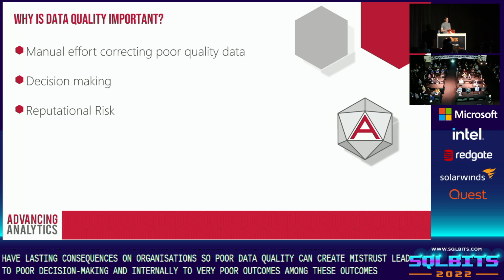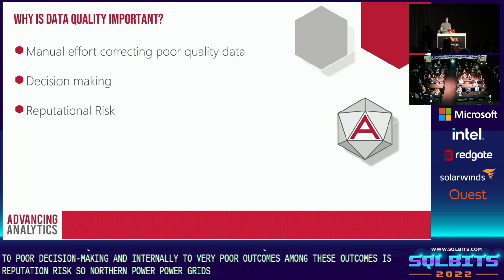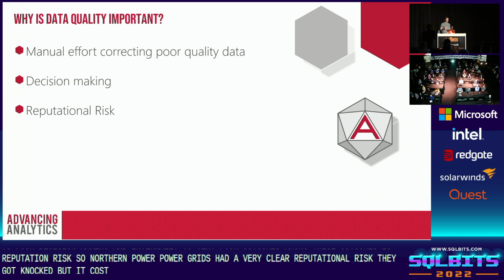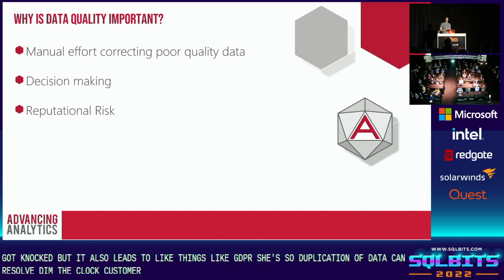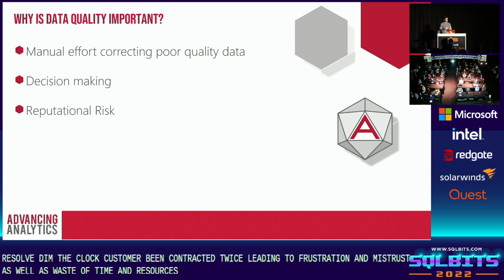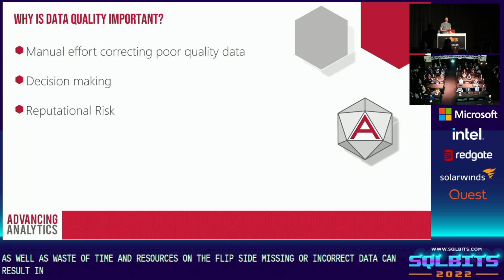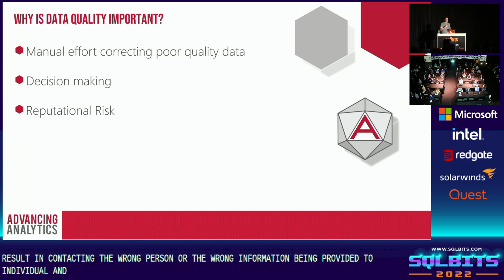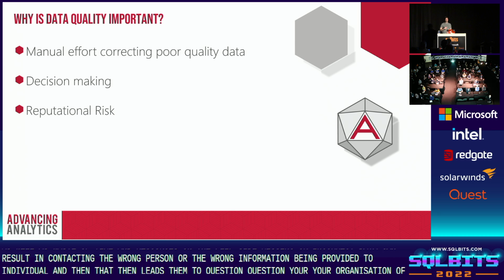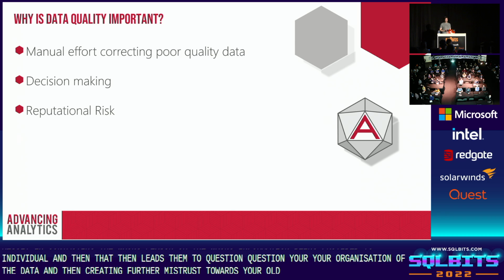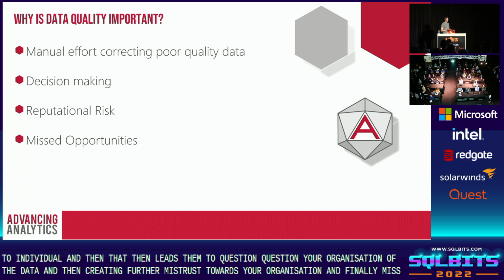Among these poor outcomes is reputational risk. So Northern Power Grid had a very clear reputational risk. They got mocked. But it could also lead to things like GDPR issues. So duplication of data could result in a customer being contacted twice, leading to frustration and mistrust, as well as wasted time and resources. On the flip side, missing or incorrect data can result in contacting the wrong person or the wrong information being provided to that individual. And then that leads them to question your organization, the accuracy of your data, and then creating further mistrust towards your organization. And finally, missed opportunities.